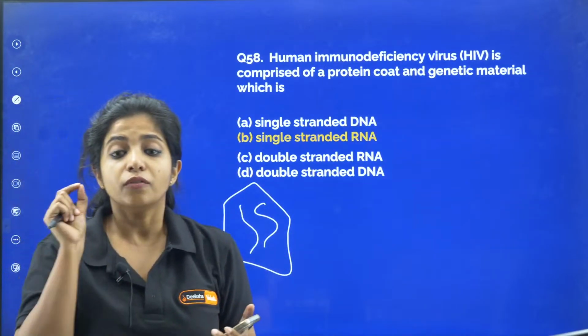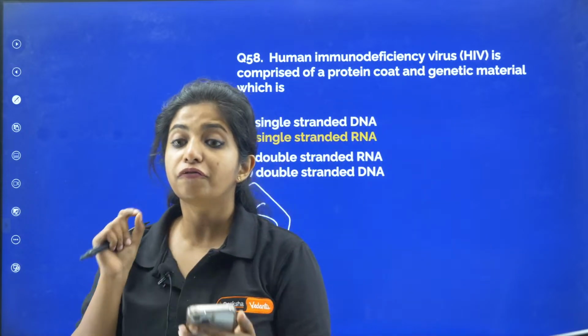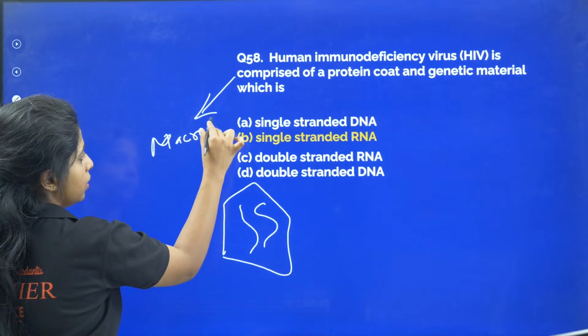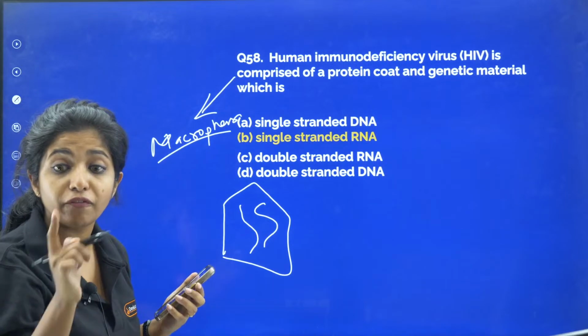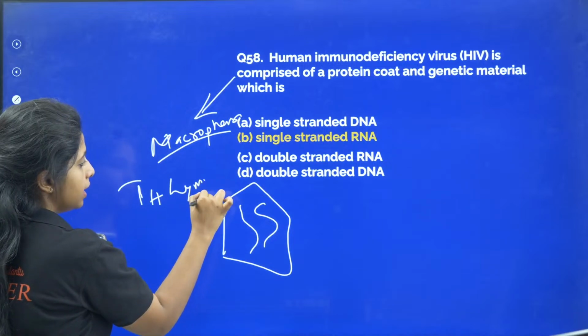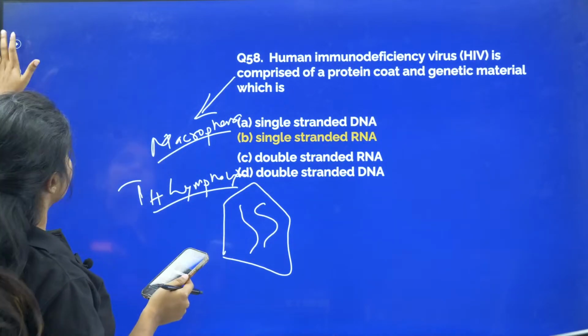And now one more thing, which is the cell that is the factory? Which is the cell that is the factory of HIV? The factory is macrophage. Okay, which is the cell that is most affected because of HIV? It is T helper lymphocytes. It is what? T helper lymphocytes. Okay, always remember that also.